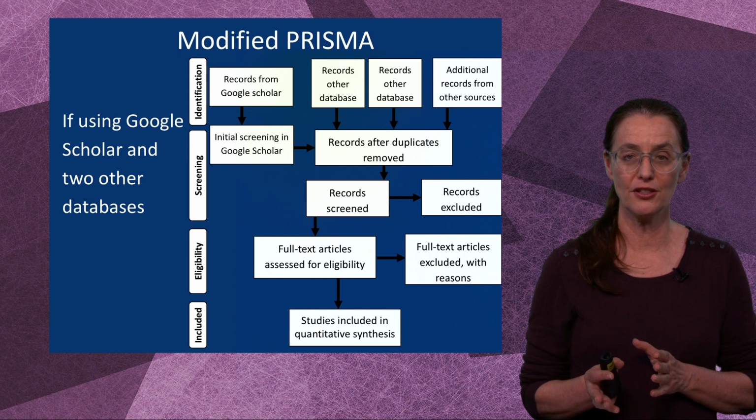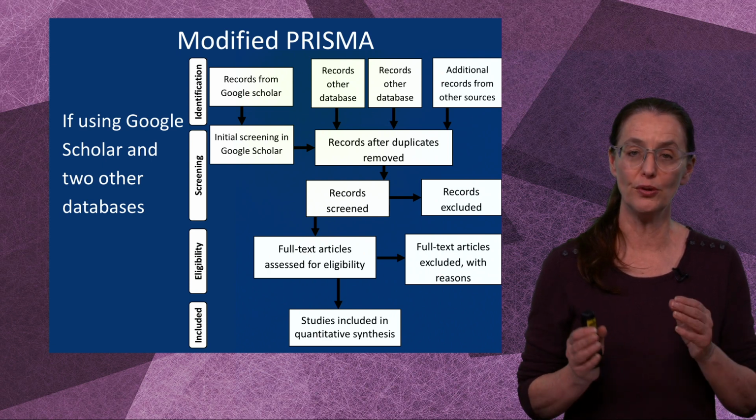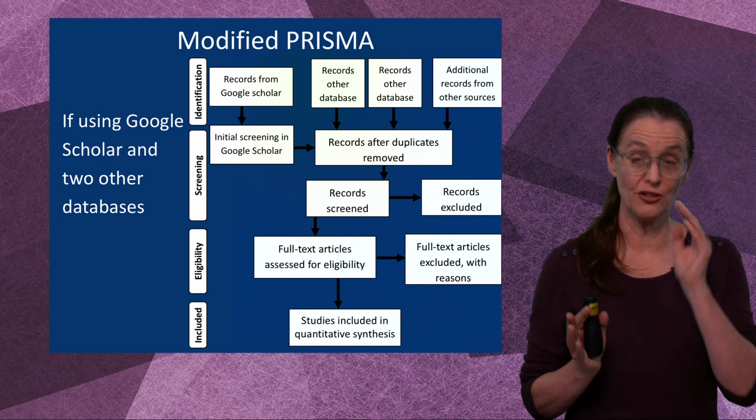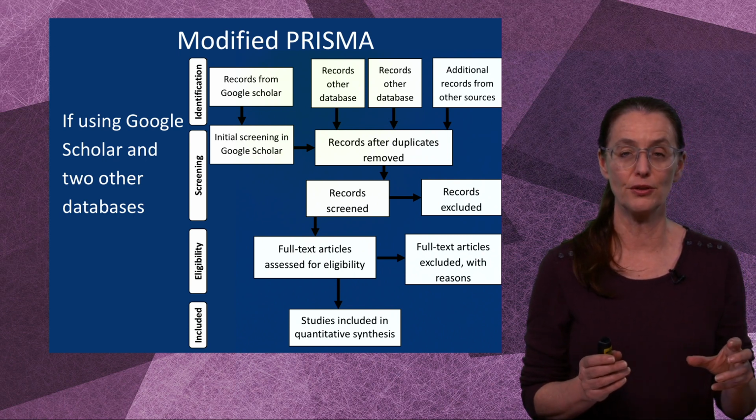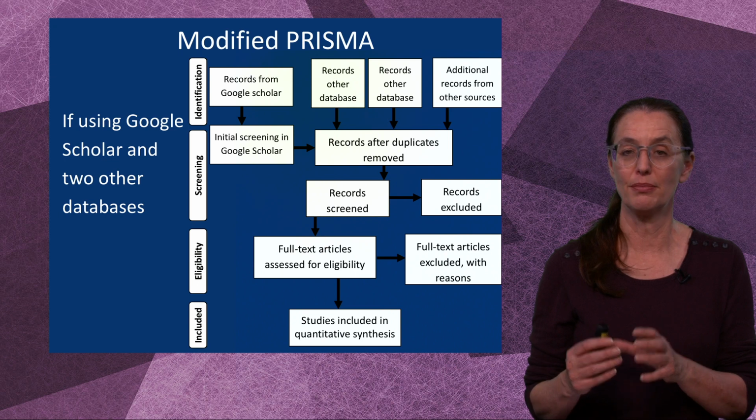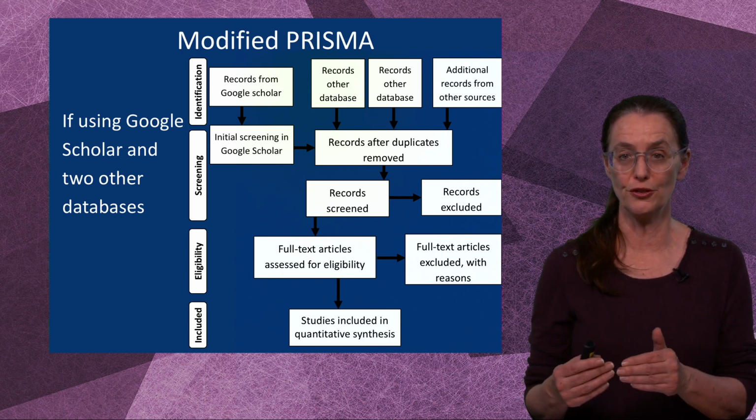Then you can have the other 2 databases, and then you put all the ones from the other 2 databases, which are using more specific search criteria, plus the ones you identified from Google Scholar, put them into some program like EndNote to remove the duplicates.